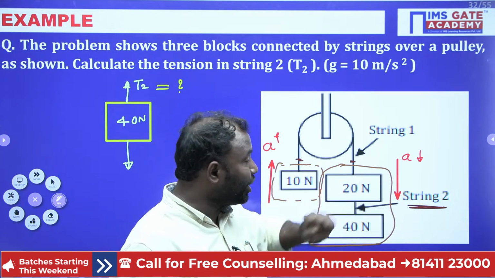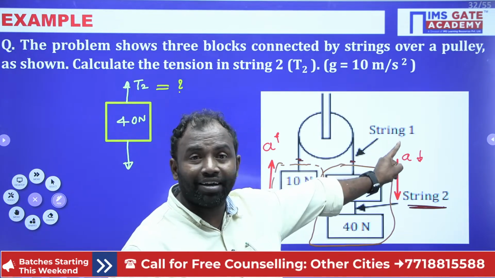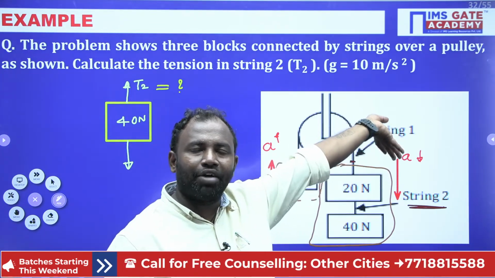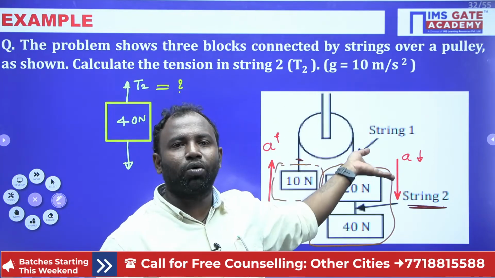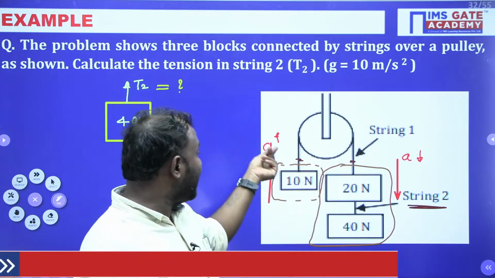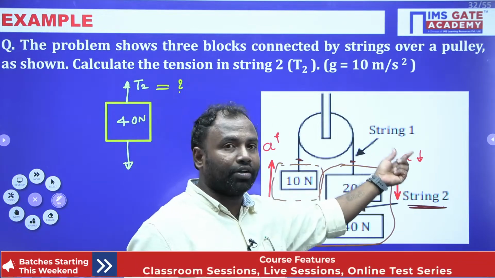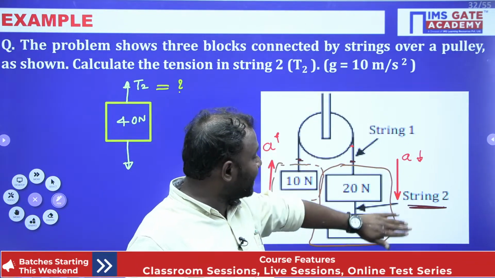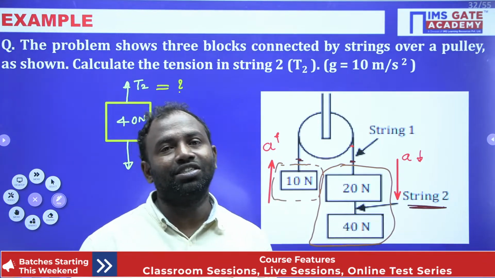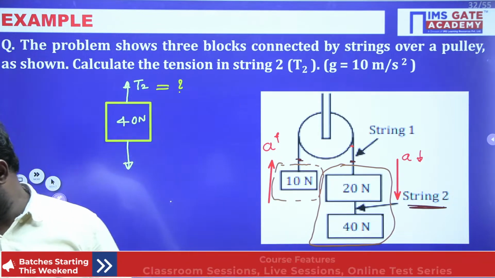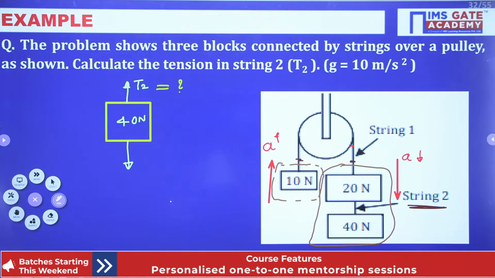And I'll draw the free body diagram so that I am going to get T1 now, right? So I'll apply sigma Fy equal to m Ay. Based on that, I'm going to find my acceleration Ay. Once I get the acceleration, it is possible to find out the tension in string 2 as well. Okay, I hope everybody understands, guys.